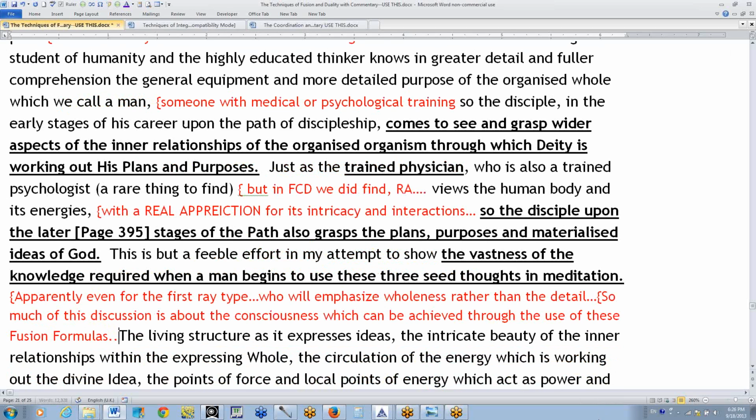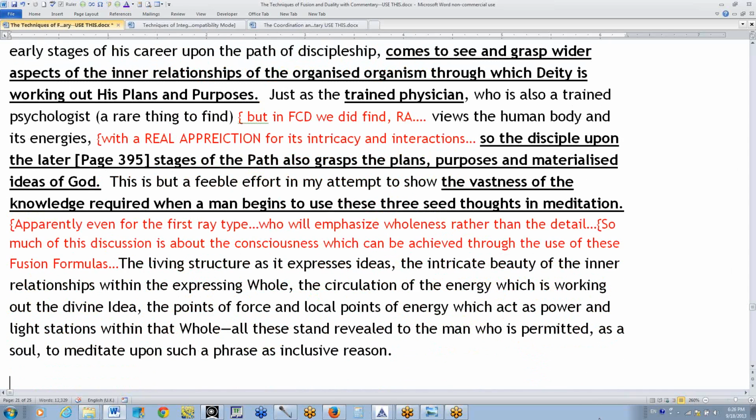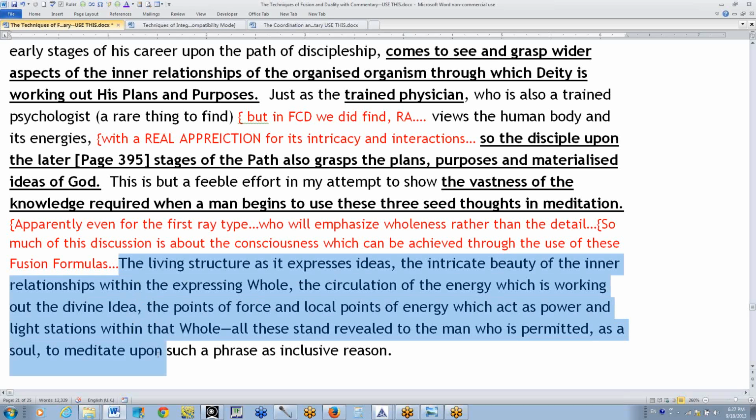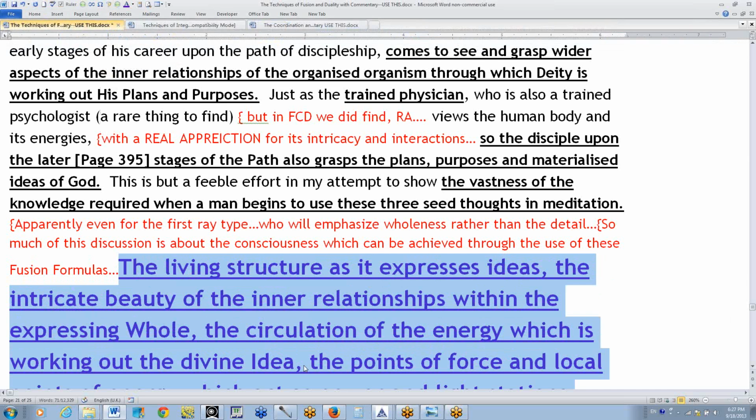fusion formulas. The living structure as it expresses ideas, the intricate beauty of the inner relationships within the expressing whole, the circulation of the energy which is working out the divine idea, the points of force and local points of energy which act as power and light stations within that whole, all these stand revealed to the man who is permitted as a soul to meditate upon the phrase, such a phrase as inclusive reason. Well, what a marvelous summary here of what can be revealed through this type of meditation, and we will review that. I think we have to ponder on that.